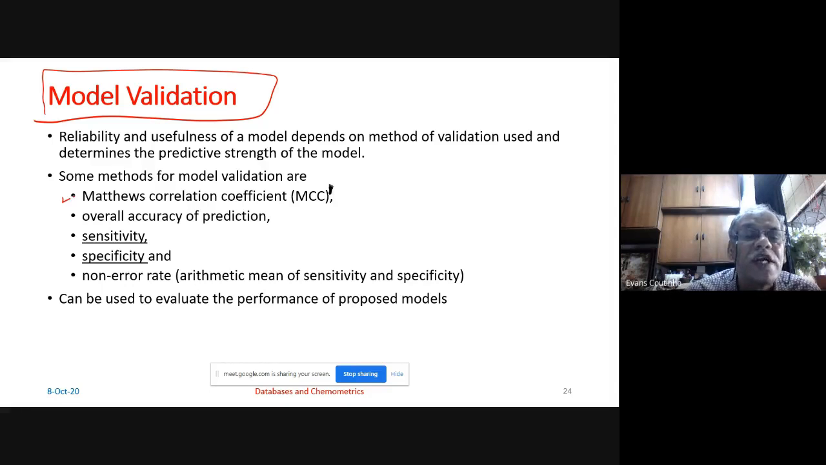There is the Matthews correlation coefficient. There is the overall accuracy of prediction, and there is sensitivity and specificity. I'm going to talk about these 2 aspects, sensitivity and specificity, and let me talk in the current context of COVID too.